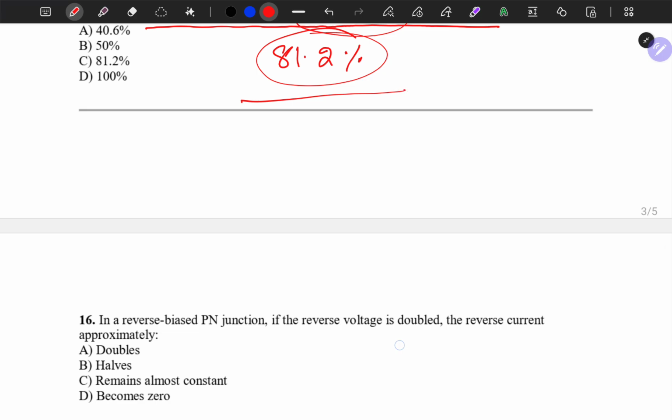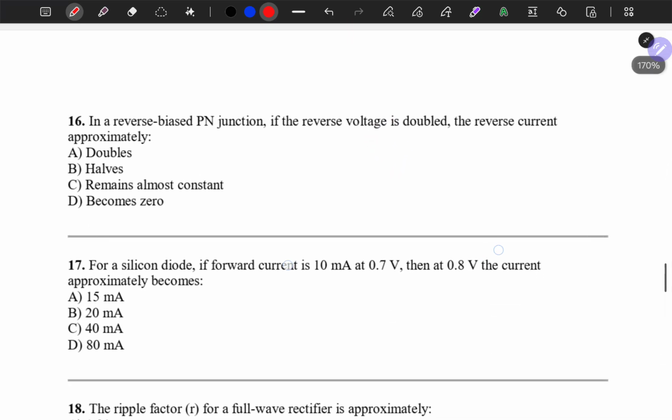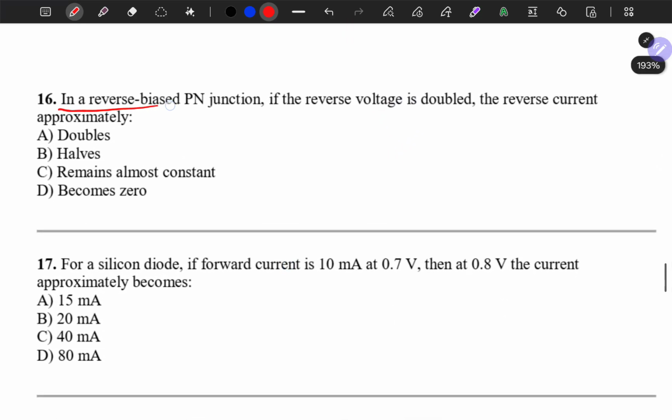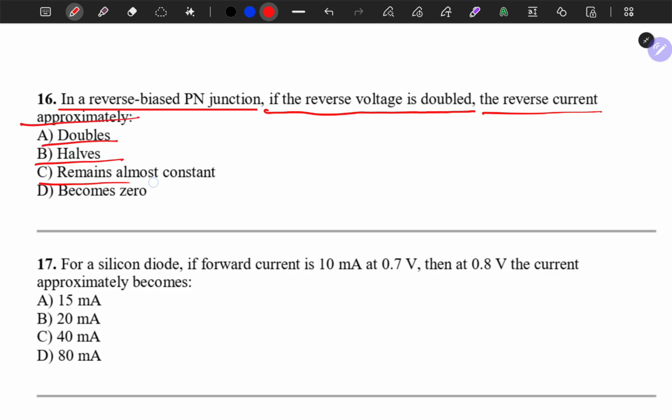The next question: in a reverse biased PN junction, if the reverse voltage is doubled, the reverse current approximately doubles, halves, remains almost constant, or becomes zero. As it is almost independent of the reverse voltage, option C is the correct one. It remains almost constant.